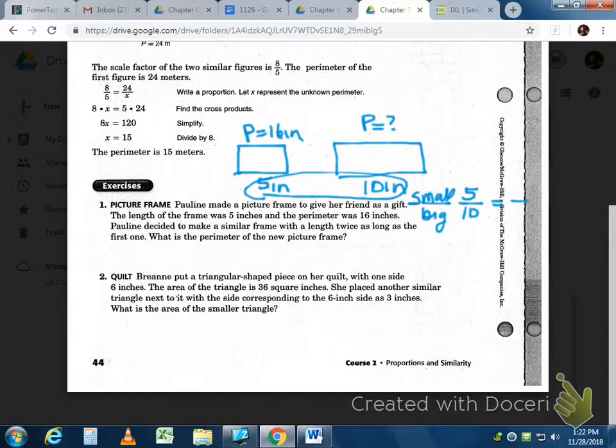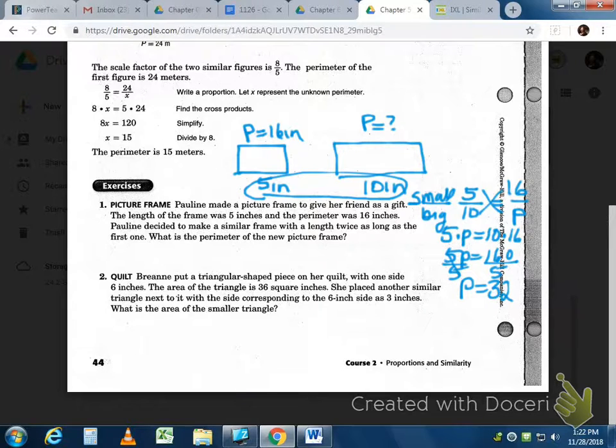The perimeter of the small is 16. We don't know the perimeter of the big, so I'm going to say P. Once you get all the spots filled in, we're going to cross. So 5 times P equals 10 times 16. 5P equals 160. How do you solve? What's the last step, Liam? You would divide everything by 5, and you would get 32.